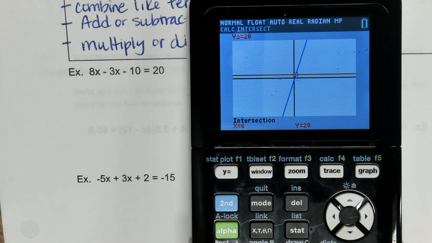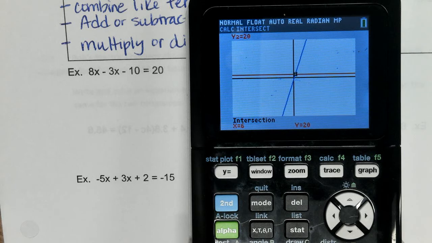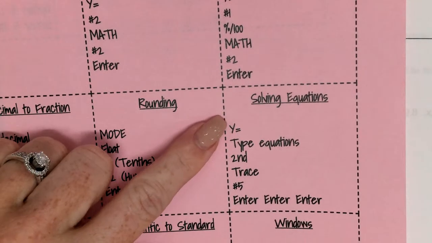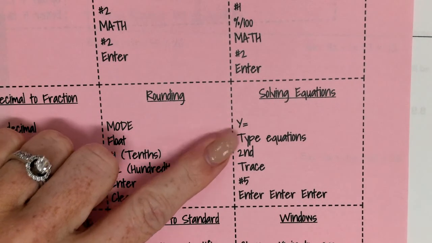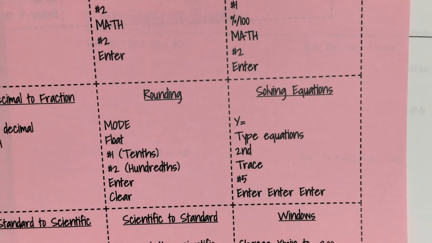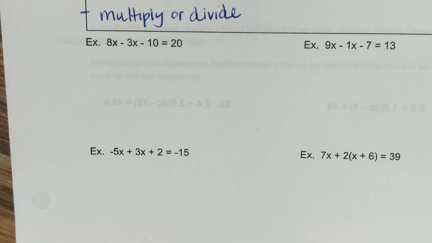So your second trace and then option 5. And wait for it to graph, then enter 3 times. And where can you find this if you forget how to do it? On your pink sheet, right here. Solving equations, it says go to y equals, type your equation, second trace, option 5, enter, enter, enter. Okay? All right, so that's how you check your answer.